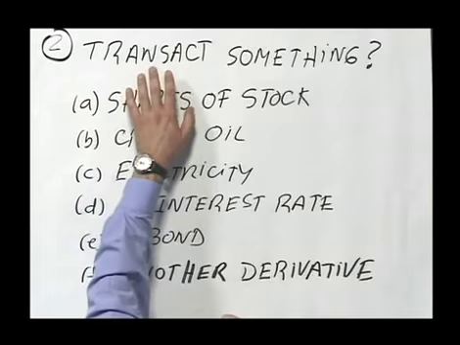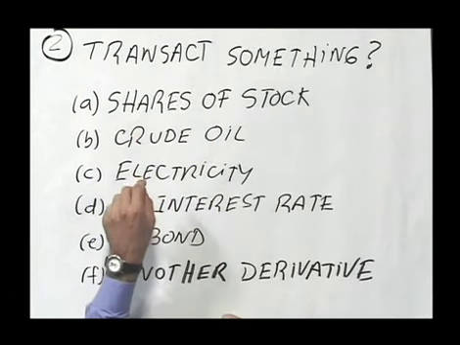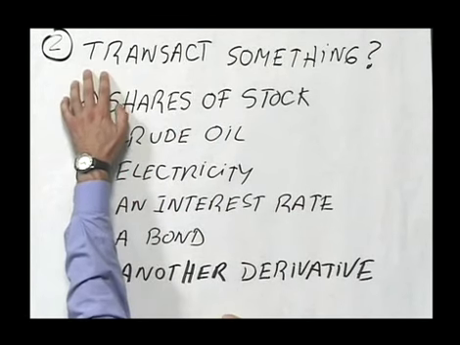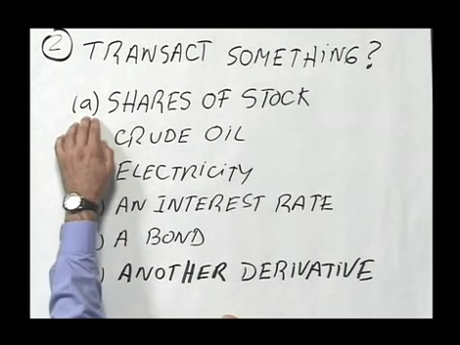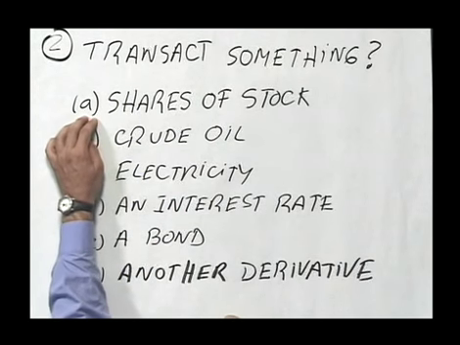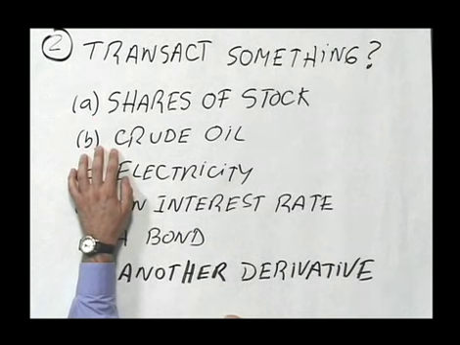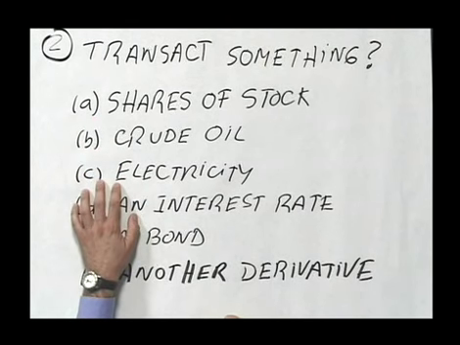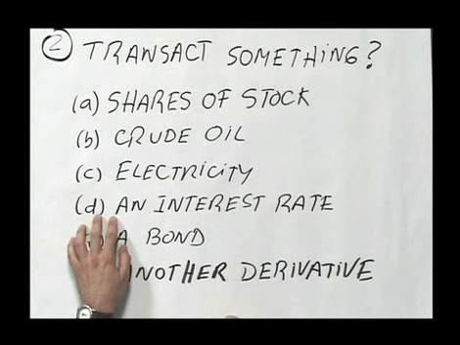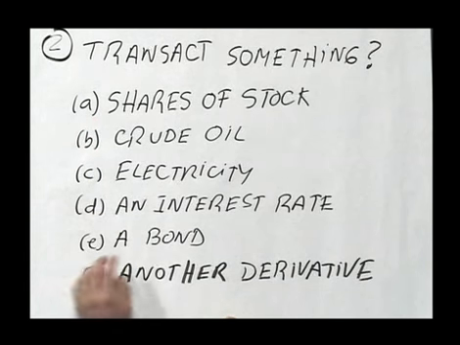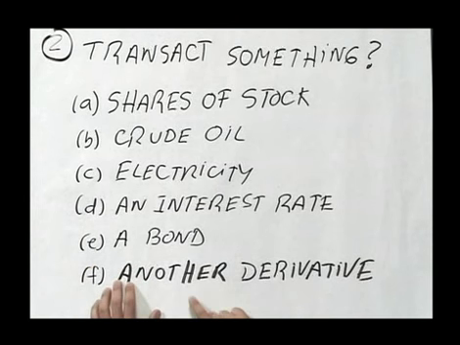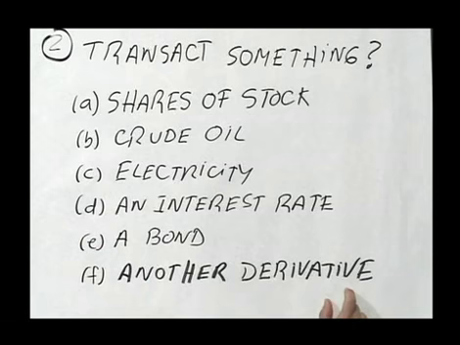Now we're going to the second element of a derivative, the transacting something, or the underlying security or underlying asset. We can have agreements or derivative securities on shares of common stock, for example, like a stock option; crude oil, like futures on crude oil; electricity, like forwards on electricity; an interest rate, like options on interest rates; a bond, like T-bond futures; or even we can have derivatives on another derivative.